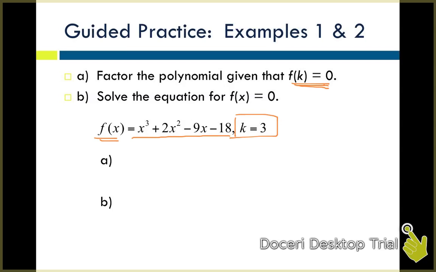Okay? Go ahead and give this a try. Pause this video for just a moment. Answer the question that's on your Zaption to the right. And when you have all of that done and you're ready to check, you can come back to the video and we'll see how you did.